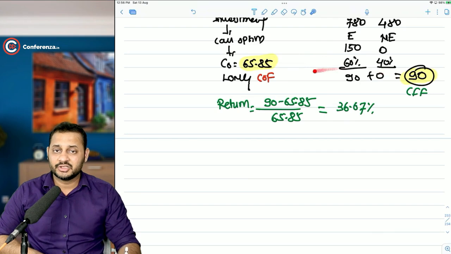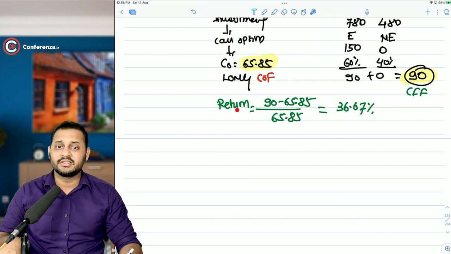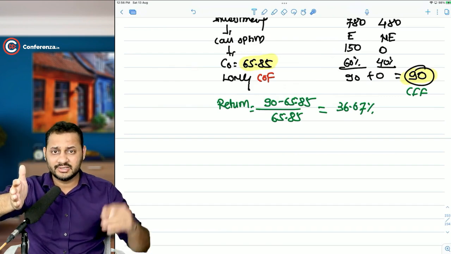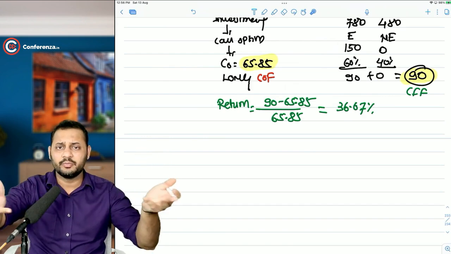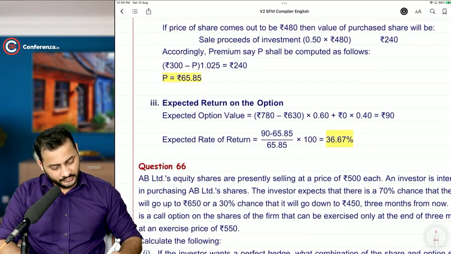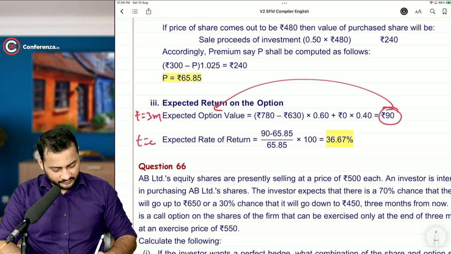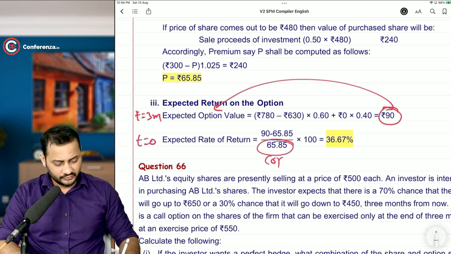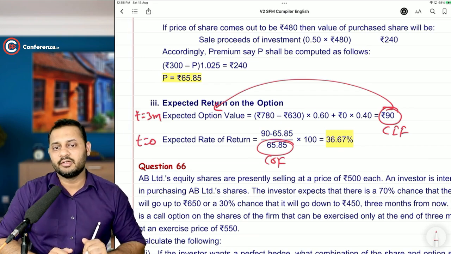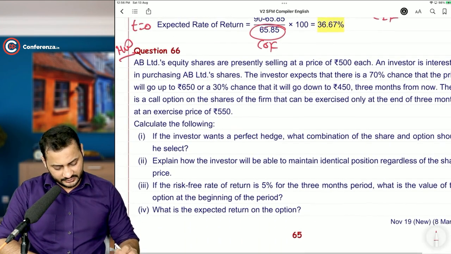Don't ask how we can compare 90 with 65.85. We are not comparing. We are calculating the return, and return is calculated between the values on two different dates. So if I'm buying a share at 100 rupees today and selling it at 110 after a year, the profit is 10 rupees. As simple as that. 90 rupees is the expected option value at the end of 3 months, and at time 0 it was 65.85. So this was your cash outflow if you buy the option, and this is your cash inflow at the time of selling the option. The balance will be your profit. Okay. Question number 66 is exactly the same as the one that we have discussed.